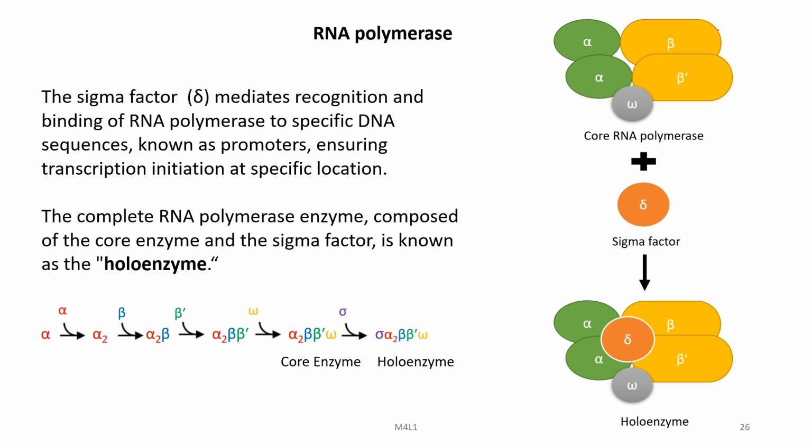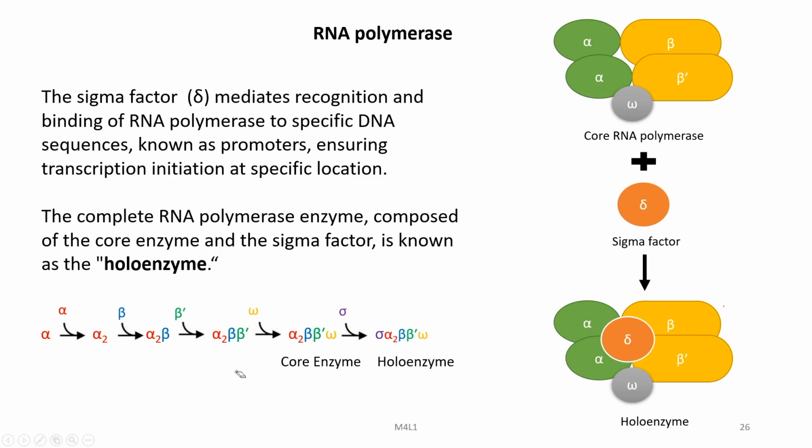This is a structure. You have 2 alpha, beta, beta prime, and omega. So, this is known as the core RNA polymerase, which when coupled to the sigma factor forms what we call the holoenzyme. The sigma factor mediates recognition and binding of RNA polymerase to specific DNA sequences known as promoters. So, this will be binding to the promoters, and this will ensure transcription initiation at the correct and specific location.